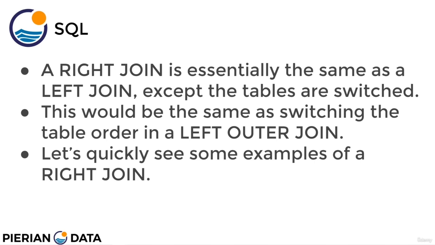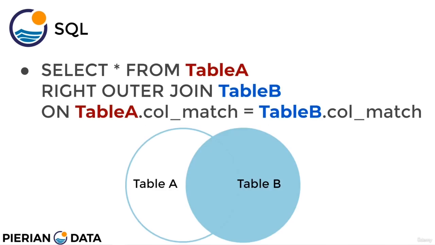So I want to quickly show you some examples through a Venn diagram. So a right outer join, notice this looks a lot like a left outer join, except it's just flipped along the axes. So we're saying select everything from table A right outer join on table B, where table A has a column match equal to table B.